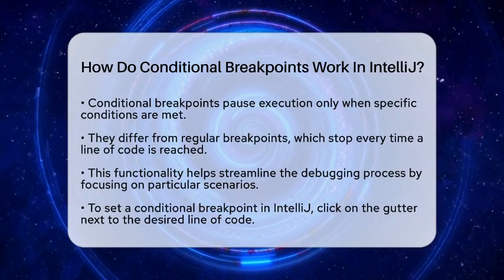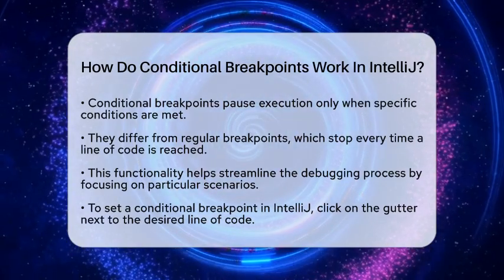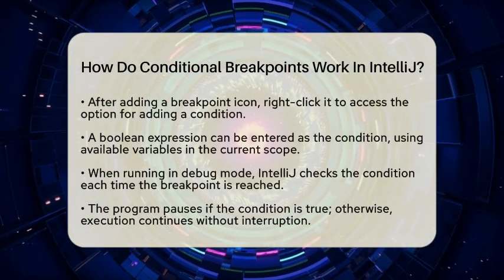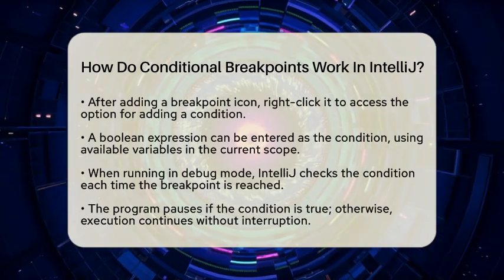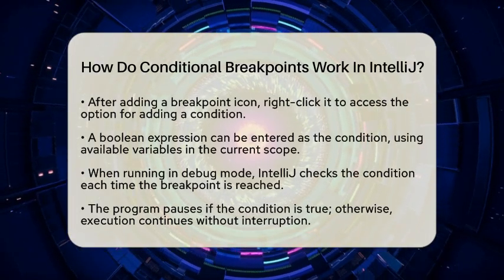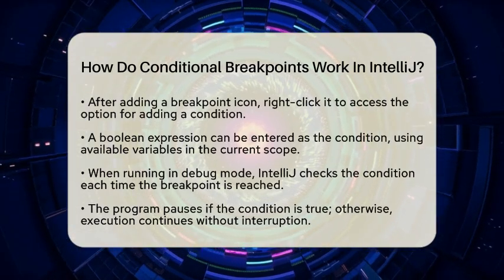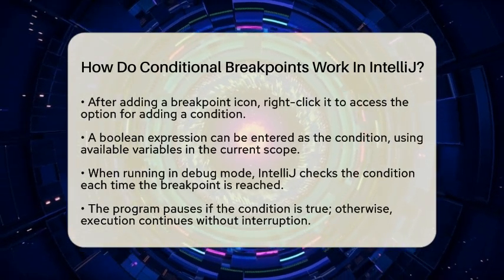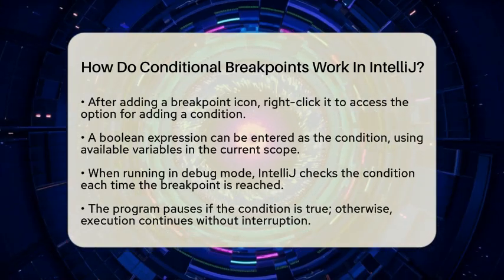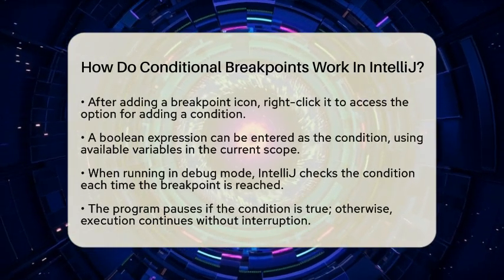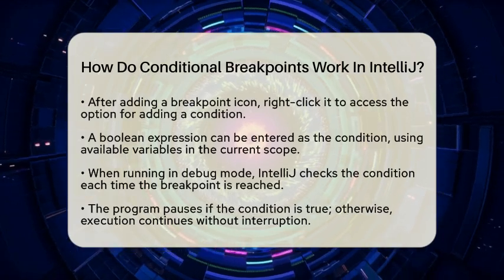To set a conditional breakpoint in IntelliJ, start by clicking on the gutter, which is the left margin next to the line of code where you want to set the breakpoint. Once you see the breakpoint icon, right-click on it. You will find an option to add a condition. Here, you can enter a boolean expression that evaluates to true or false. This expression can use variables and other elements available in the current scope.